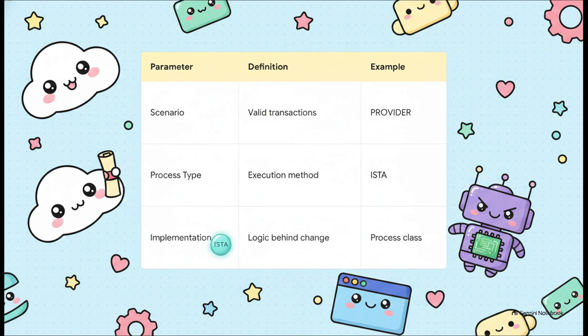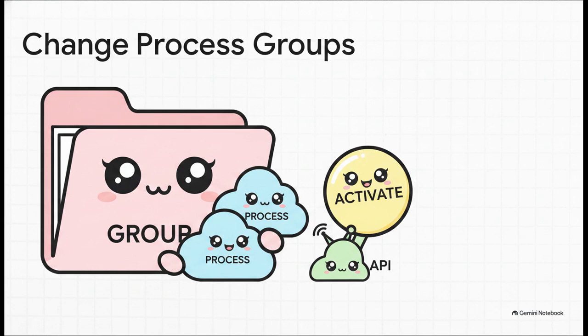Then you link it to a process type. You might use ISTF, for example, which is basically just SAP's identifier for a contract change requiring a change order. And finally, the implementation class. That simply holds the actual ABAP programming code logic needed to execute the whole thing. Which brings us to the final customizing steps.